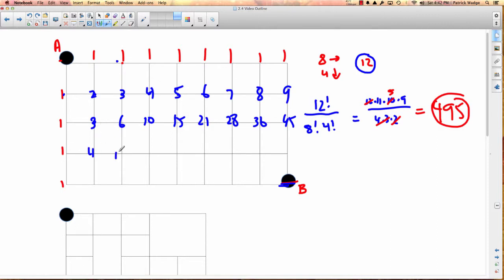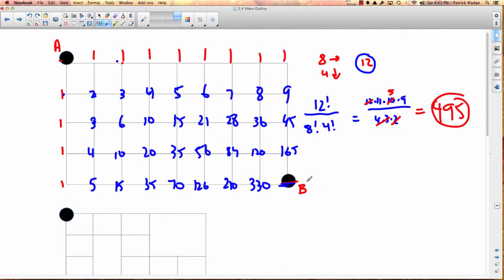1 and 3 is 4, 4 and 6 is 10, 10 and 10 is 20, 20 and 15 is 35, 35 and 21 is 56, 56 and 28 is 84, 84 and 36 is 120, and 120 and 45 is 165. So there's 1 way to get to here, there's 4 ways to get to there. How many ways to get to here? 5. 5 ways to get to here, 10 to here, so 15. 35, 70, 126, 210, 210 and 120 is 330, and if there's 330 ways to get here and 165 ways to get here, I add them together and I get 495, and thank goodness we get exactly the same answer.